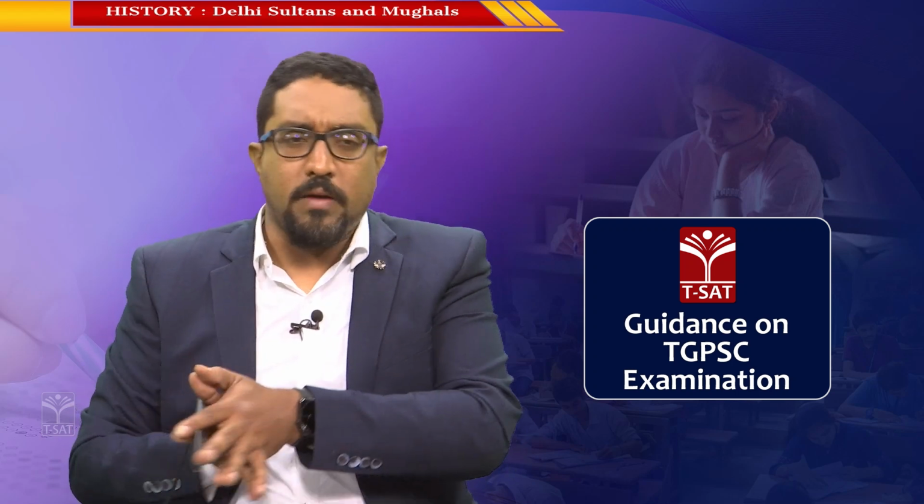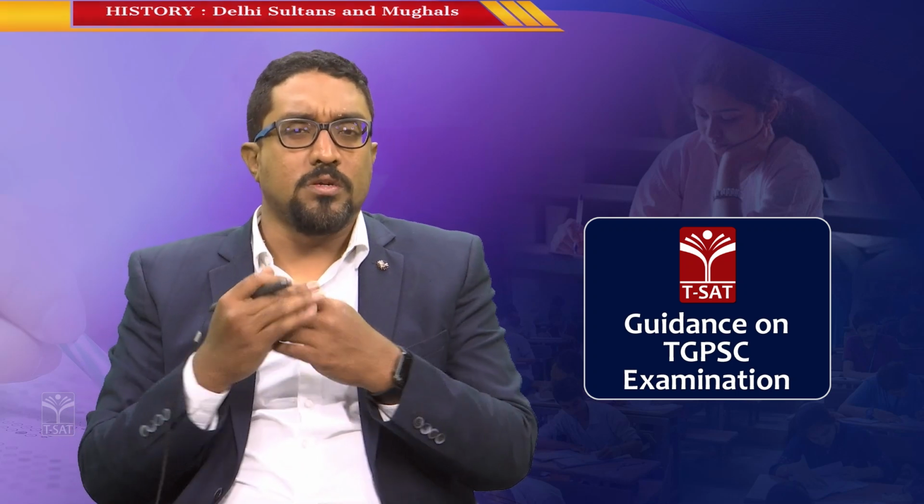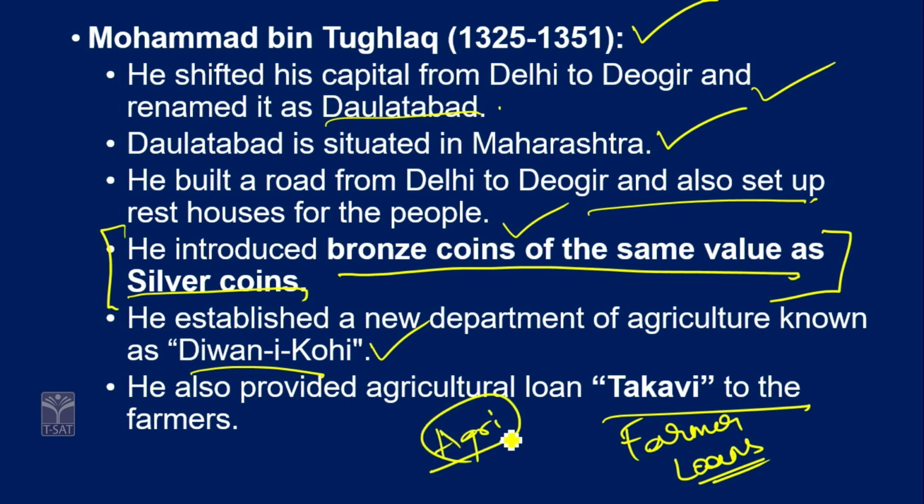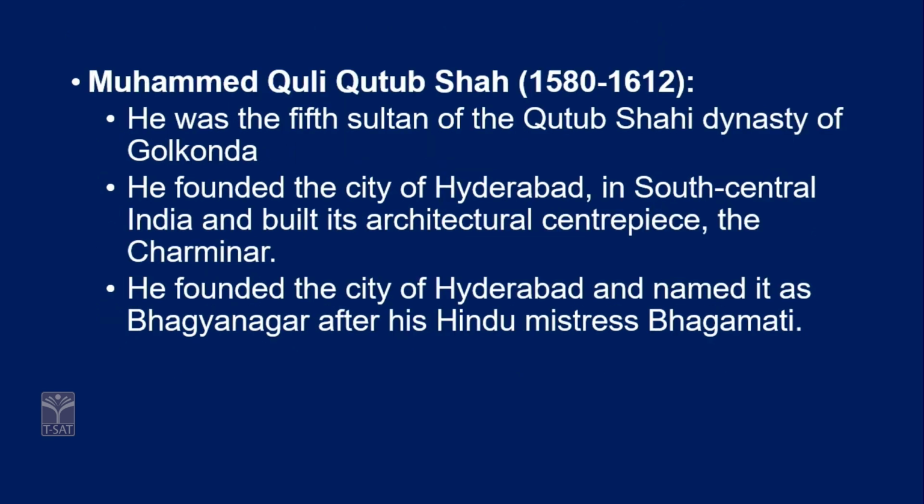So Mia, Biwi, Bhais, Bacha, Bakri, Makan, Dukan, back from Daulatabad to Delhi. 40,000 people died in the process. It was a total chaotic failure. His two greatest achievements, Diwan-e-Kohi and giving Takkavi loans, which are farmer loans. He started the practice of giving Takkavi loans. The farmer loans or agri loans, which are basically low interest loans, which were given during his period.